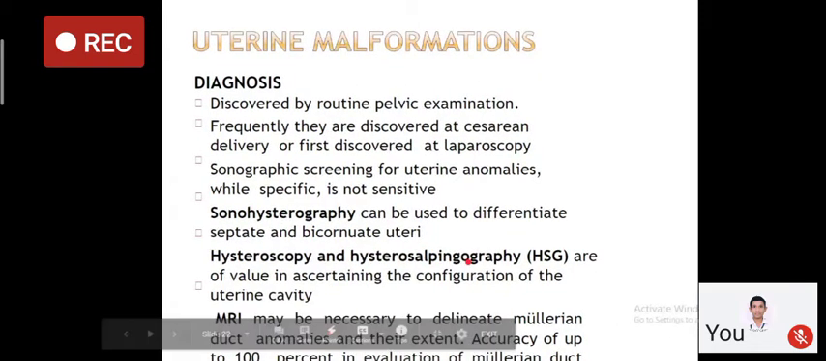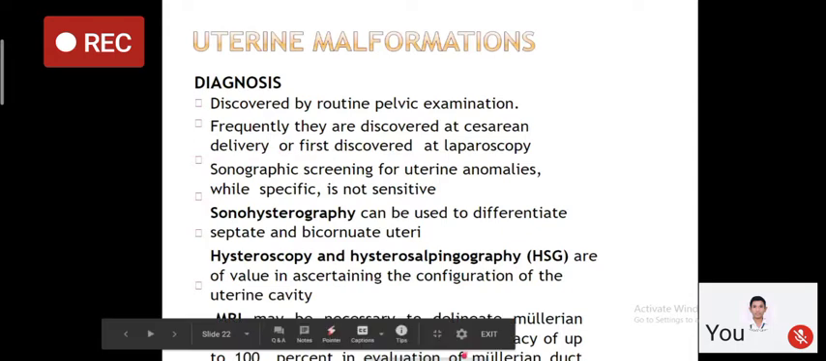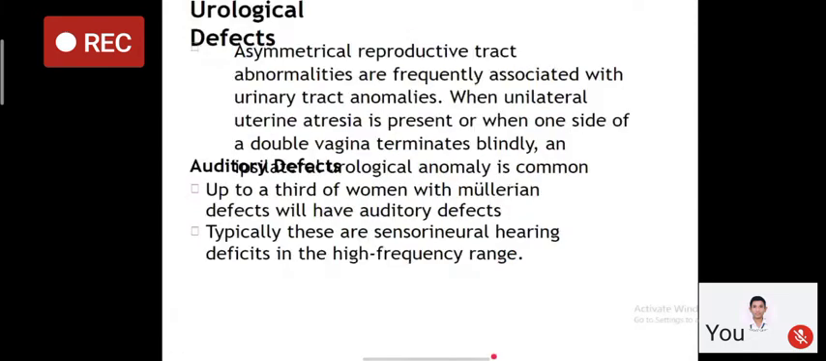But first we have to go through the USG, followed by MRI, not directly the MRI. When you are ordering the MRI, you have to get the MRI of the KUB, because the ducts are simultaneously developing the bladder and the renal system also. So you have to get the picture of the renal system as well as the reproductive system. Before proceeding to the MRI, you should go for the ultrasonography. The accuracy of this is up to 100% in evaluation of Mullerian duct anomalies.